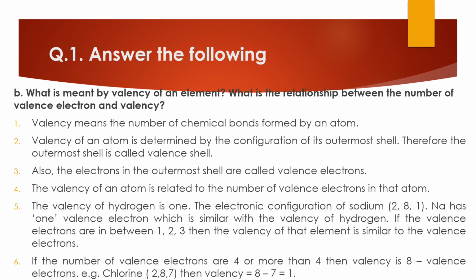If any element is forming four chemical bonds, then the valency of that element is 4. If any element is forming two bonds, then the valency is 2. So valency is nothing but the number of chemical bonds that are formed by an atom. This valency of an atom is determined by the configuration of its outermost shell, and therefore the outermost shell is called the valence shell.